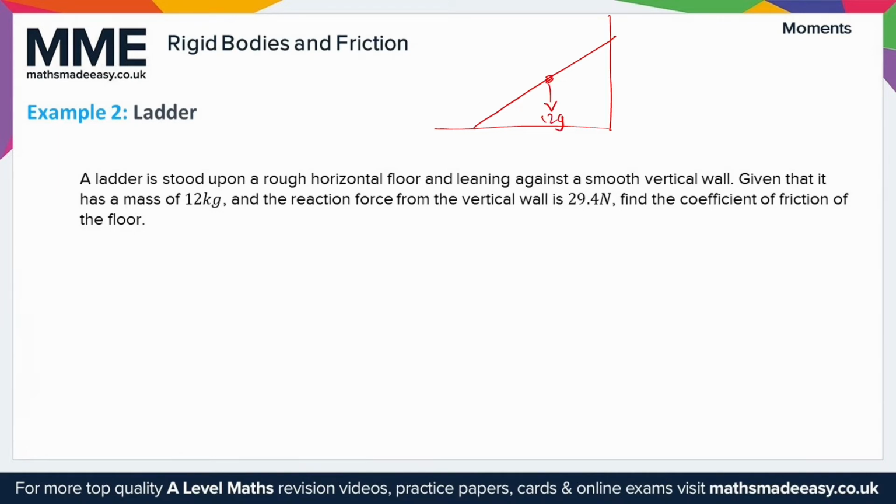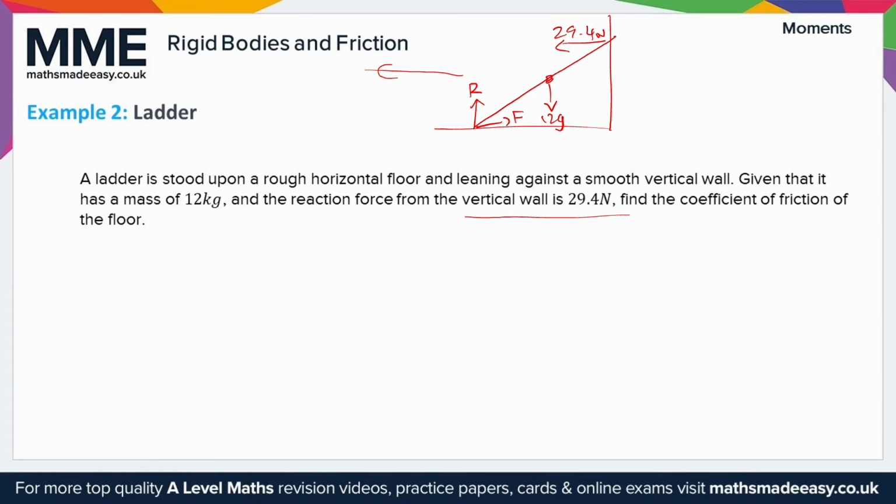Okay, what other forces have we got acting on it? It says that the reaction force from the vertical wall is 29.4. As there's no friction or anything, we know that it's just going straight out like that. So 29.4 newtons there. What other forces do we know? Well, there's going to be some reaction force here, and we also know that there's some friction. If you imagine the ladder sort of wants to slide this way, doesn't it? And remember, friction opposes motion, so friction will be going that way. So we'll have F there and R there.